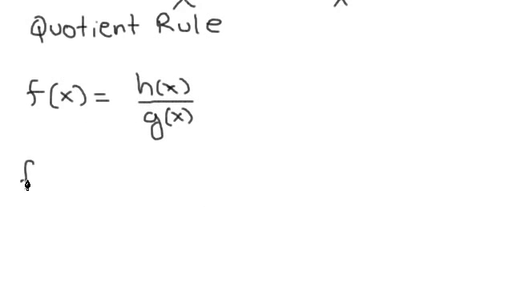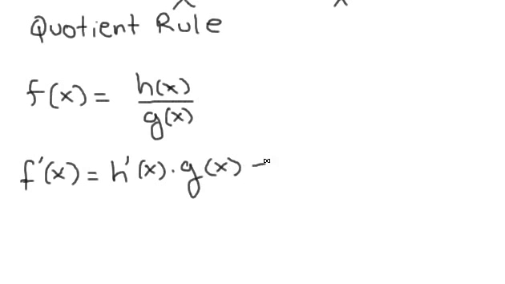So we want to find f prime of x. So we take the derivative of the numerator, and the derivative of h of x is h prime of x times the denominator, minus the numerator times the derivative of the denominator.